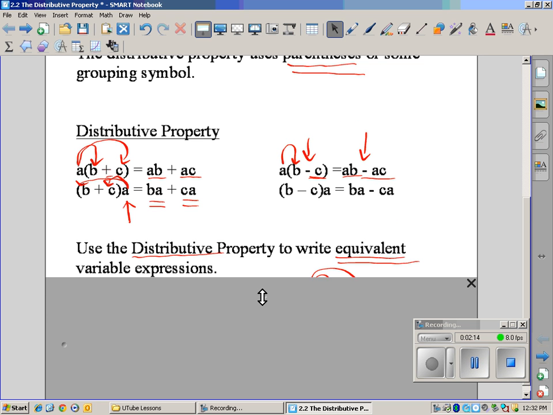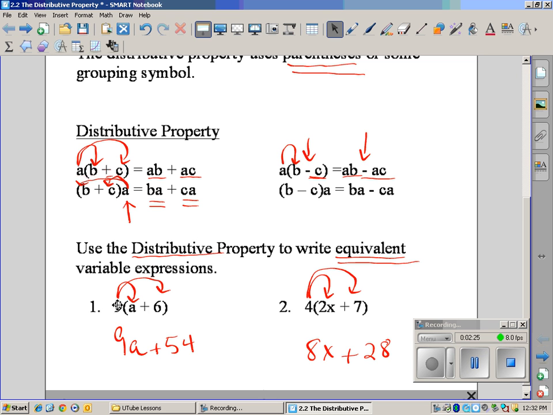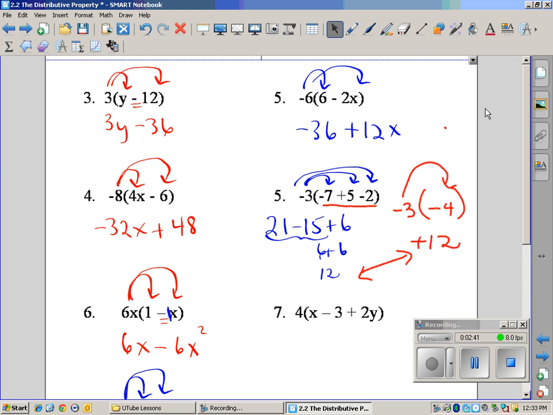I've got some numeric examples that I'd like us to try together. We're going to distribute 9, multiply it. 9 times A is positive 9A, and 9 times positive 6 is a positive 54. Similarly, the second example, 4 times 2x is 8x, and 4 times positive 7 is positive 28. I've got a few more examples. If you'll just follow along as we go.